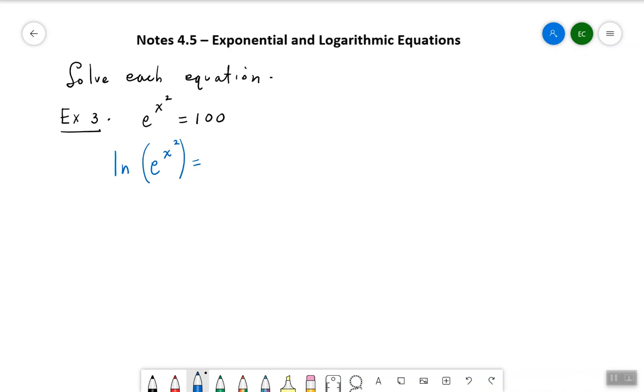You can put parentheses around e to the x squared or not. And then on the other side you have the natural log of 100. Now you could go ahead and take the exponent x squared down in front, but that's not necessary. The natural log and the base e exponential cancel each other out, and we're just left with x squared.